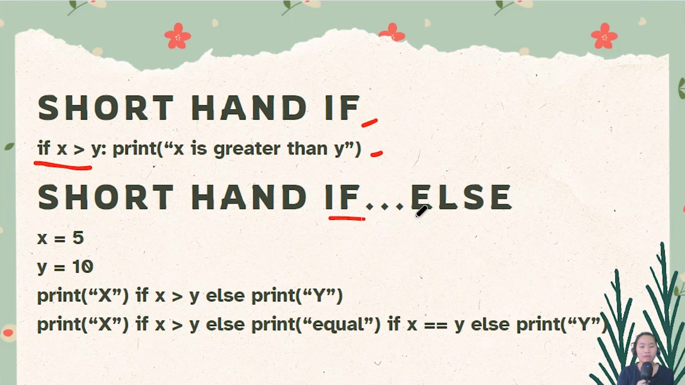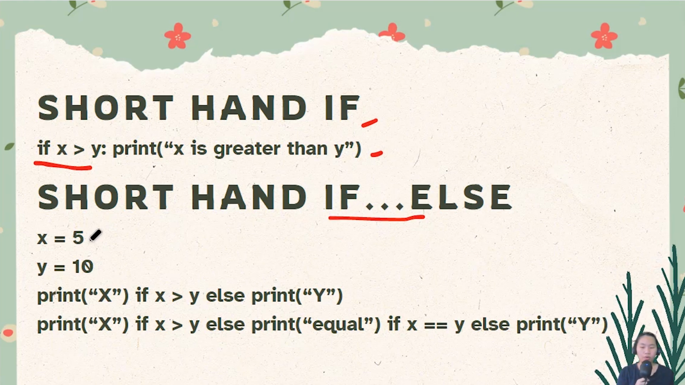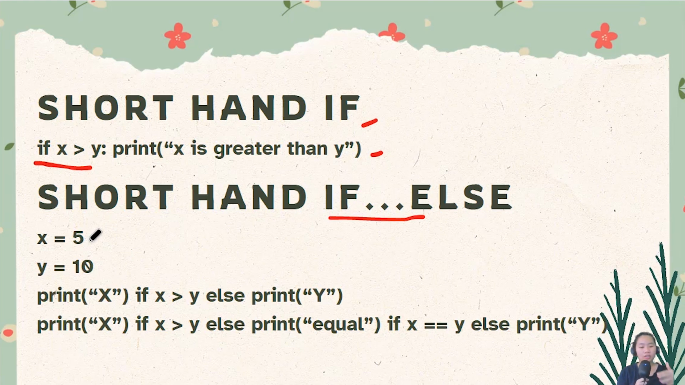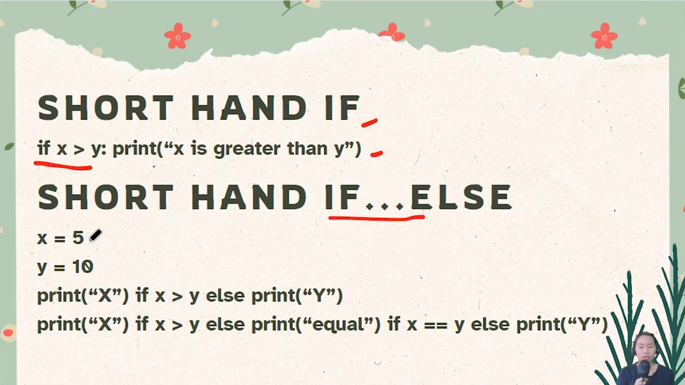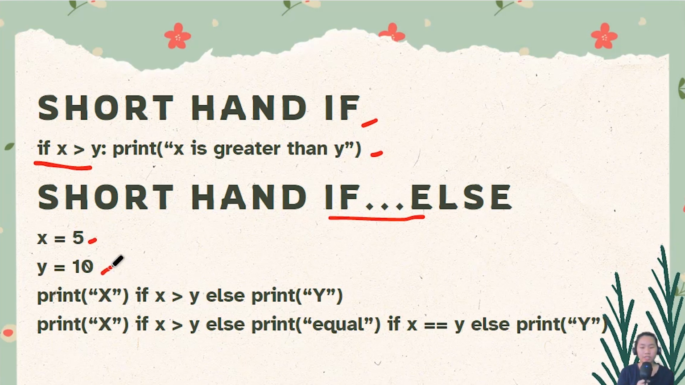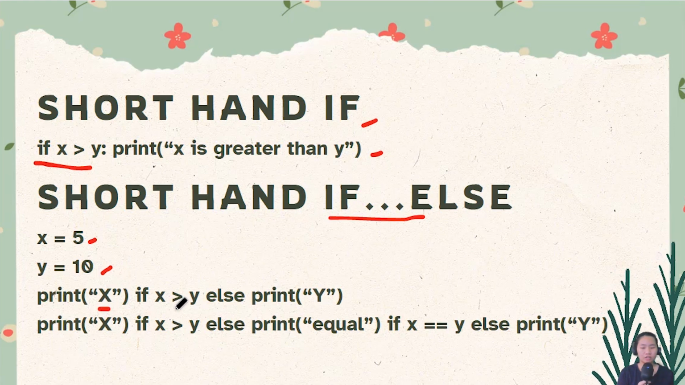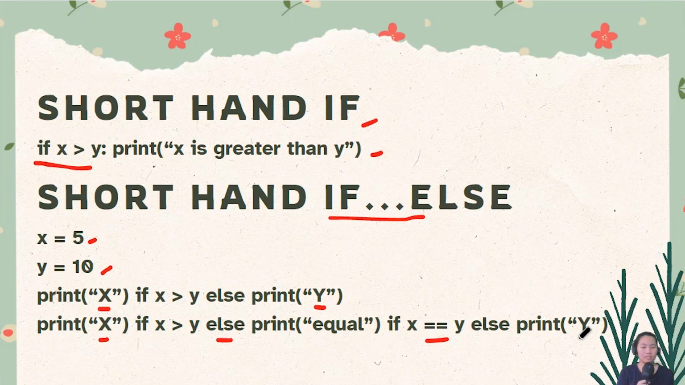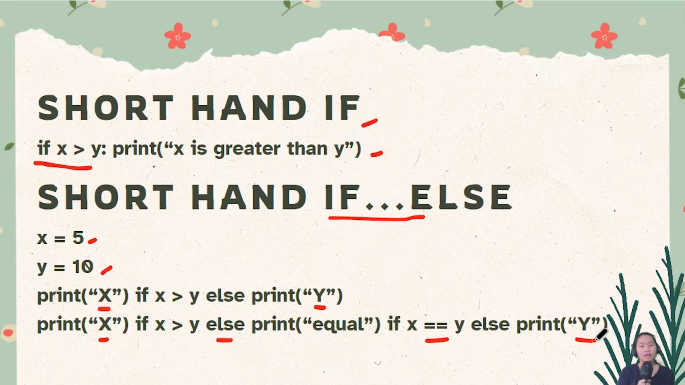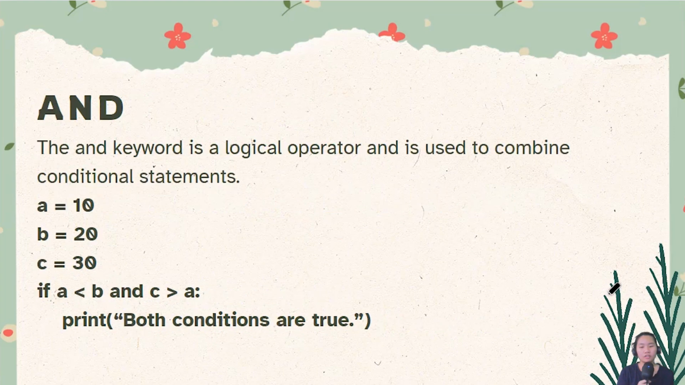Now, what about if and else? Okay, so with if and else, I'm adding two extra variables, just for a little bit more variation. x equals 5 and y equals 10. Print x if x is larger than y, else print y. Or alternatively, if you want to add more in, print x if x is larger than y, else print equal if x is equal to y, else print y. And you're going to see how this works out later on, okay? So let's move on to another lesson.